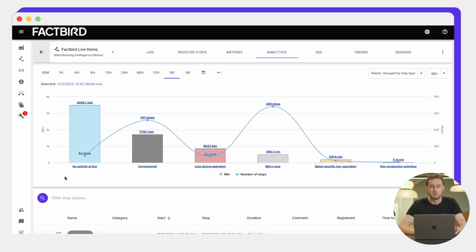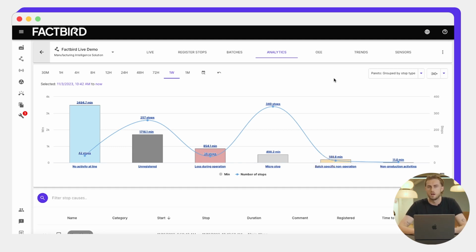Here the block shows the amount of time that these stops have cost you. So you can see the blue stops cost 3,500 minutes roughly, 855 minutes of loss during operation, the red stops. And then the line here shows how many of these stops have occurred, so the frequency. So you're getting 257 unregistered stops, 38 red stops, 340 micro stops, so on and so forth.